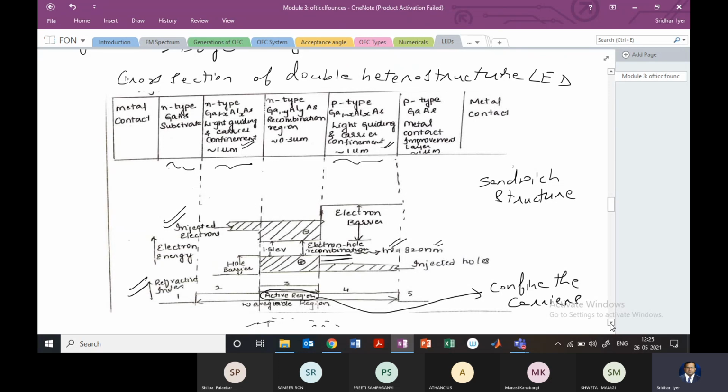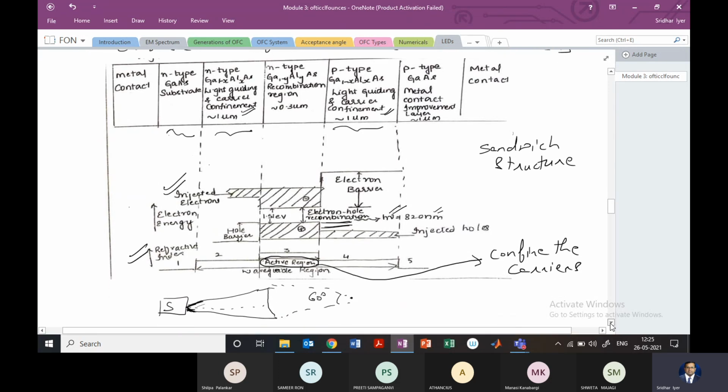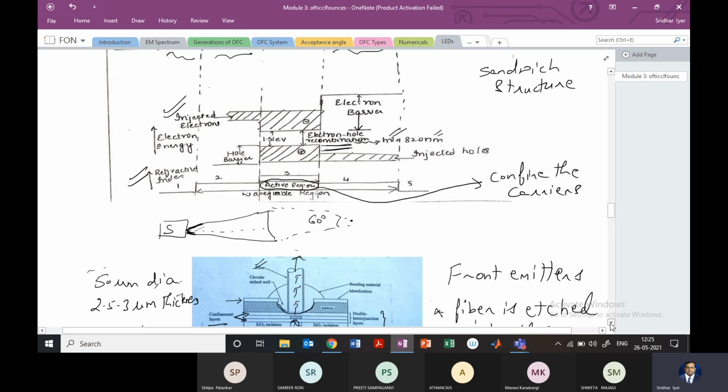And we have taken an example of the LED working at about 820 nanometer. But the problem here is the light is not going to be directional. It follows what is known as the Lambertian pattern, where with distance the light is going to spread out. So we discussed that in detail.